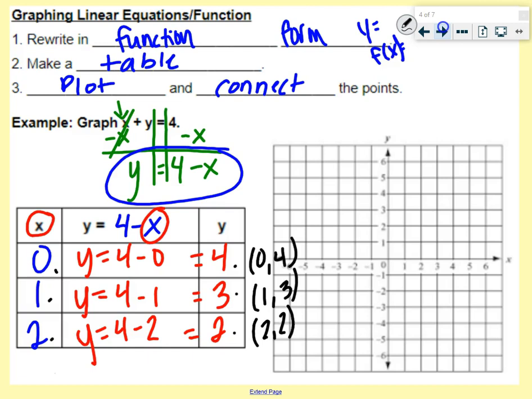We need to plot these and connect these. 0, 4 is 0 on our x-axis, 4 on our y-axis. 1, 3 is 1 on our x-axis and 3 on our y-axis. Then 2, 2 is 2 on our x and 2 on our y. So there we connect the points. We have a nice straight linear function.